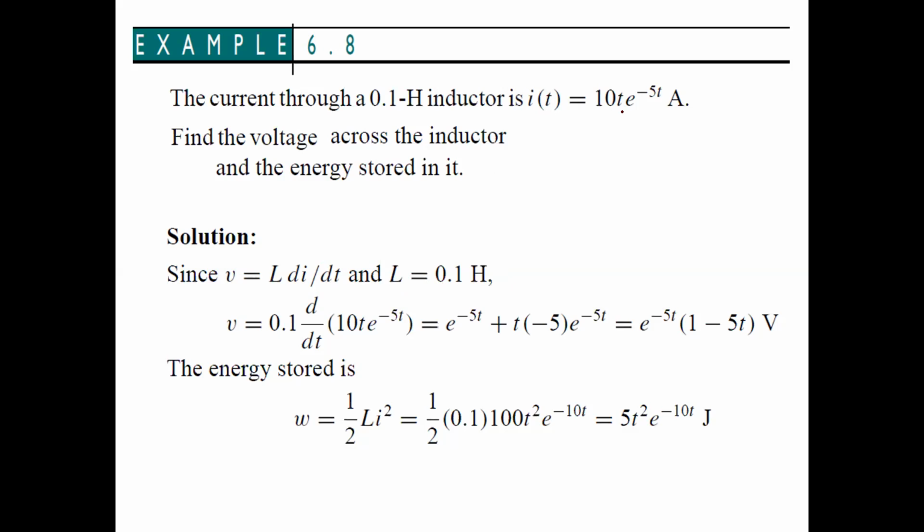Derivative of current will be equal to, as you all know, the product rule will be applied here because there are two functions, t and e raised to minus 5t. So the result, applying the product rule for derivation, gives the voltage term. Energy stored will be half L i square, that is already given, i is already given, so I take the square of i.